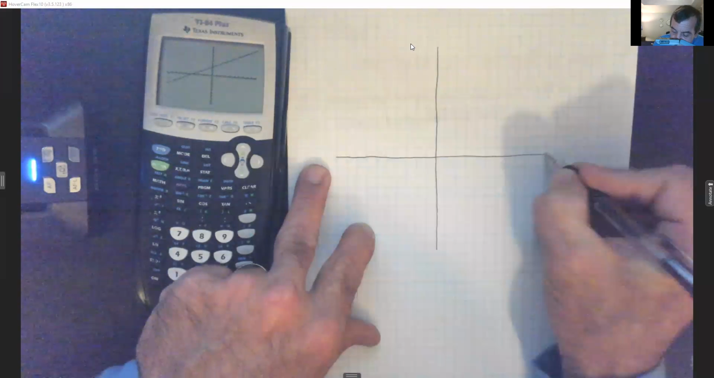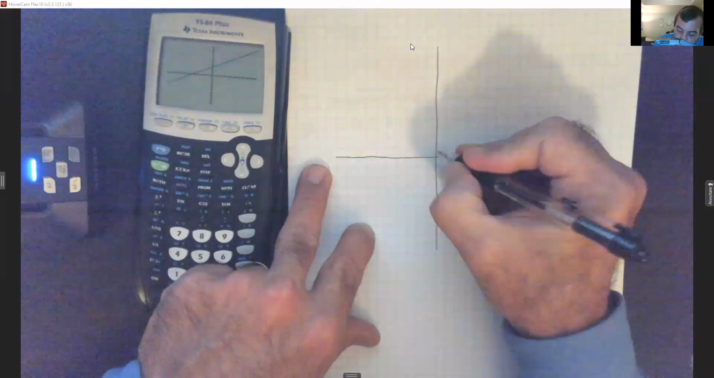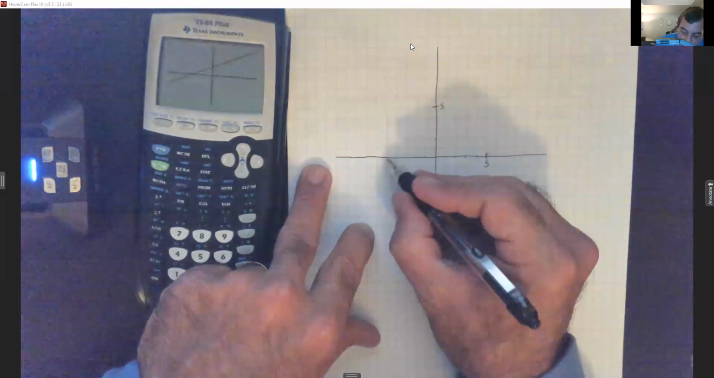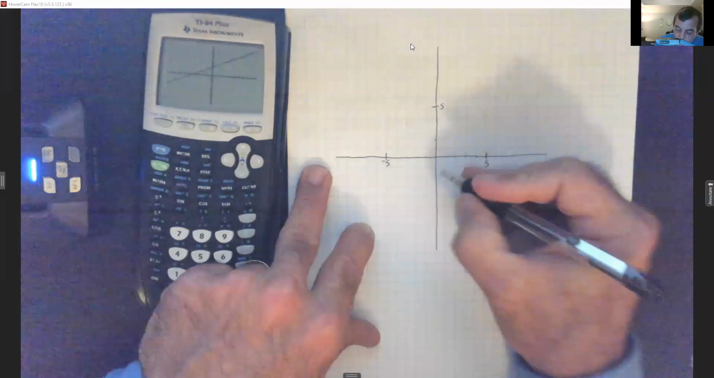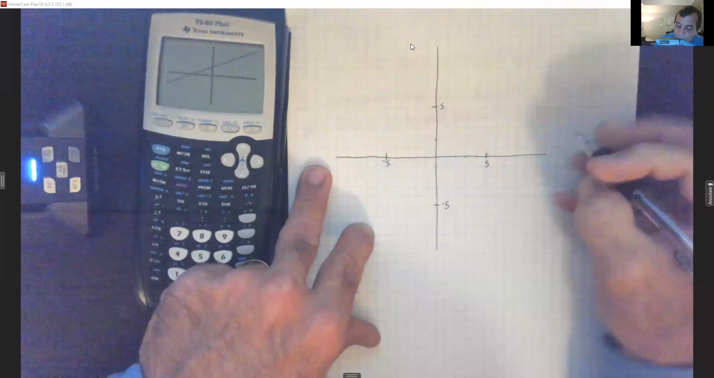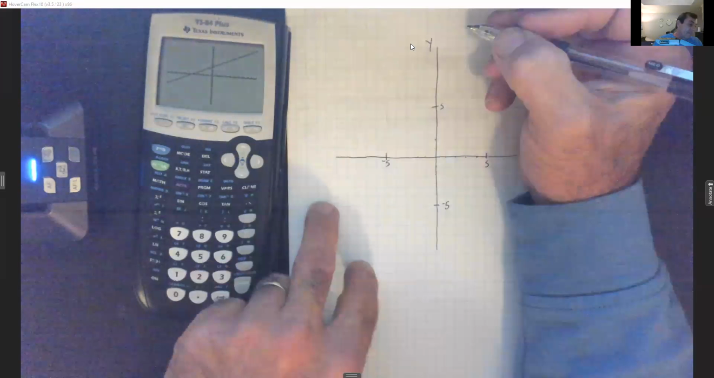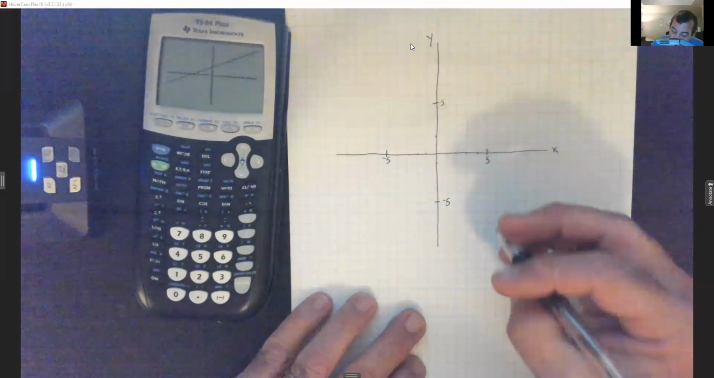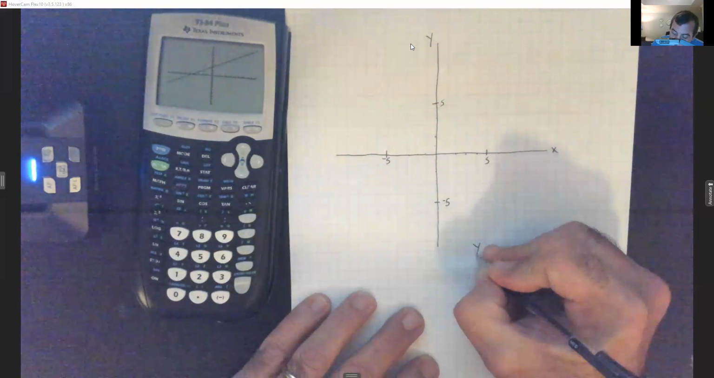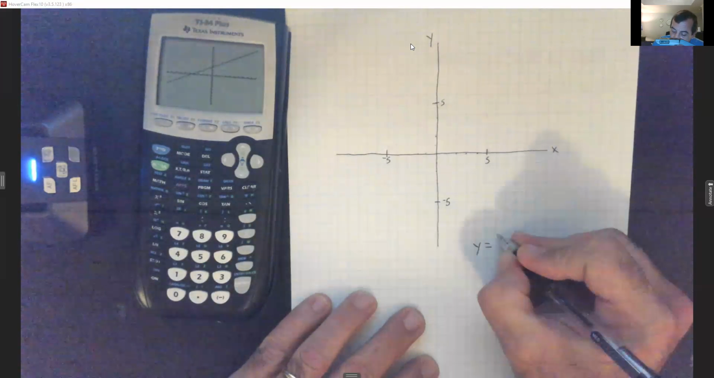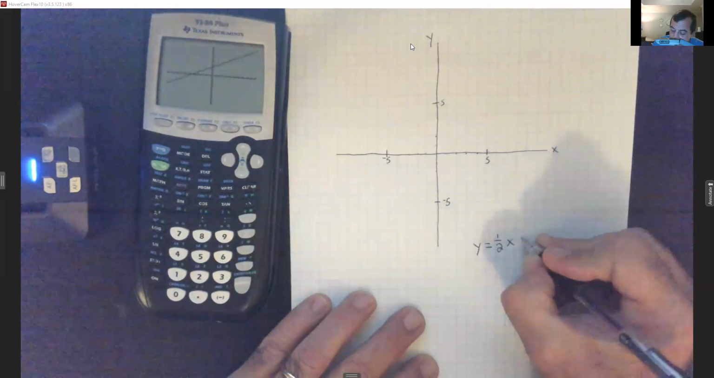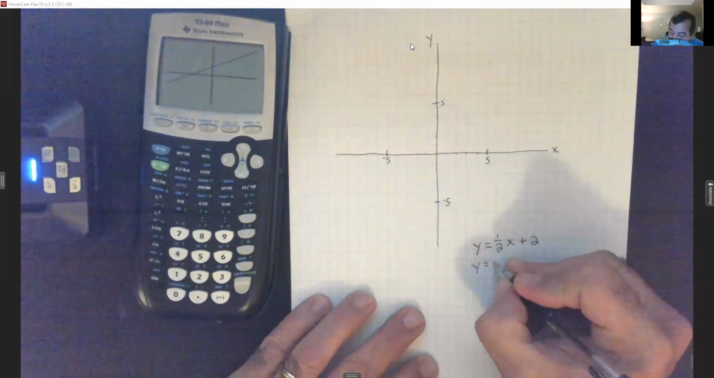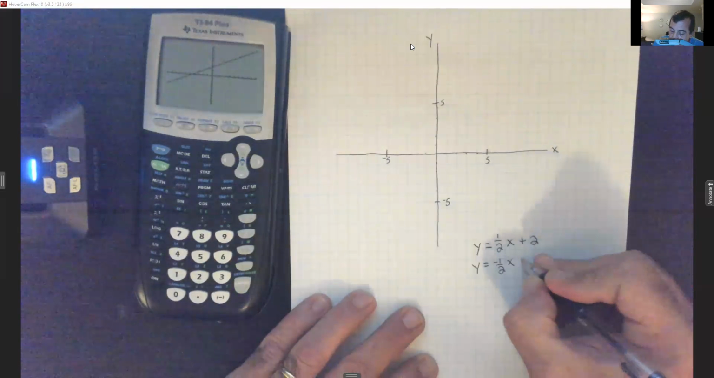All right, so 1, 2, 3, 4, 5 on each positive axis, and 1, 2, 3, 4, negative 5 on each negative axis. So there's my X and my Y. So I'm going to show you what the slope's doing to them. I'm going to draw 3 lines. I'm going to graph y equals 1/2 x plus 2. I'm going to graph y equals negative 1/2 x plus 2.